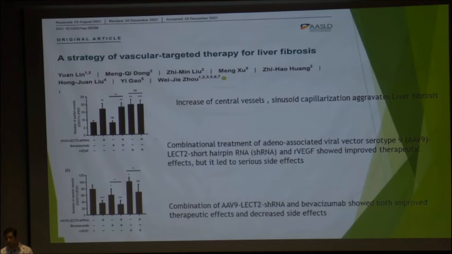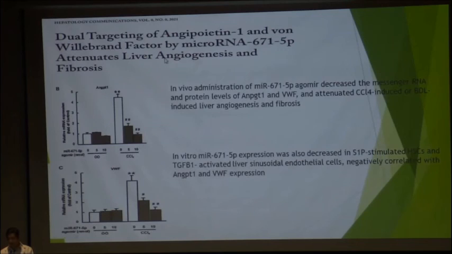So maybe the future of targeting angiogenesis lies in the combination of treating this leukocyte chemoattractant 2 receptor as well as possibly bevacizumab, which blocks the VEGF pathway. Another study, published very recently, looked at targeting angiopoietin 1 as well as von Willebrand factor. I think two factors that have probably been studied but have not been given much interest are von Willebrand factor and ADAMTS, and this could be done in the future.